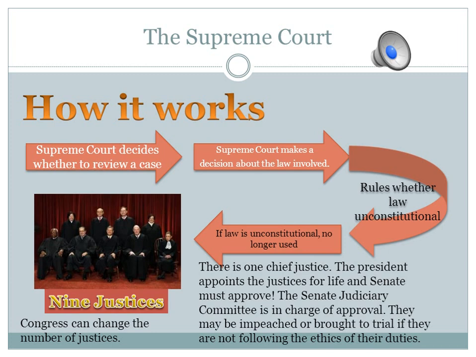So the Senate Judiciary Committee is in charge of approval. And remember, we reviewed some committees, I believe, earlier. They may be impeached. So if you really are not doing your job as a justice, you can be impeached or brought to trial if they're not following the ethics of their duties. So that is something to really take note of. So again, law is not permanent.